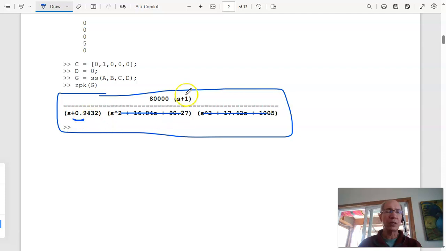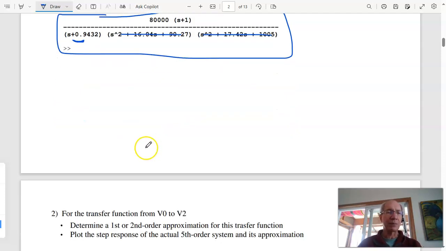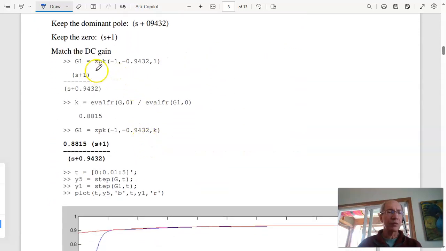Keep that pole. Keep that zero. Add a gain to match the DC gain. So here's the form of it. Pole and zero. Pick K to make the DC gain match up. So here's what it should be. Here's what it is when K is 1. K should really be 0.88. Here's G of s. That's my first order approximation.